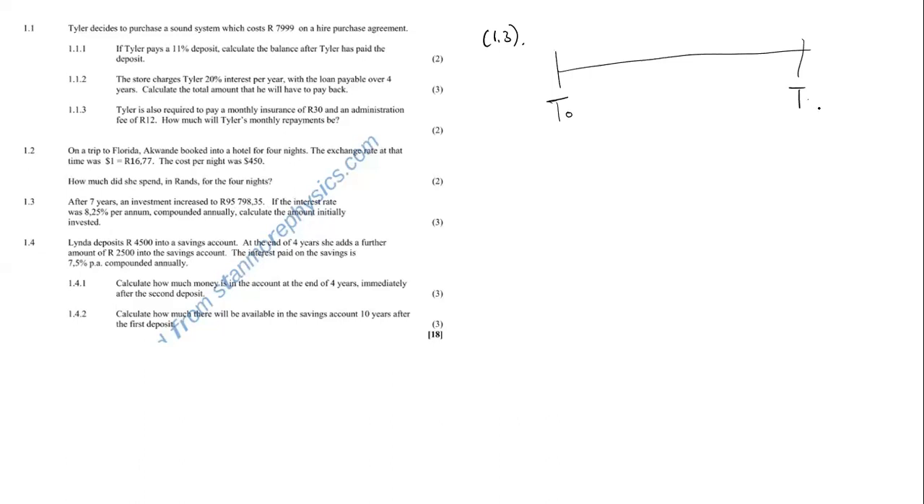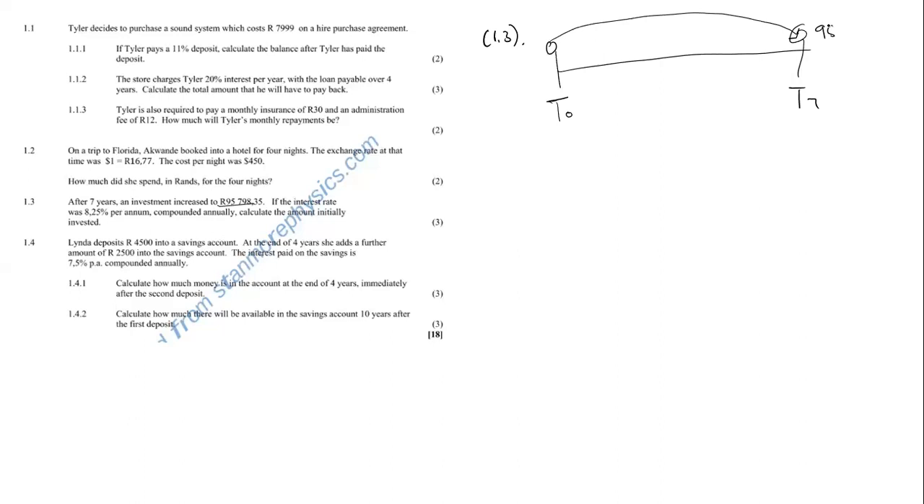7 years, 7 years. All right. They say to us, after 7 years, meaning from here to there, from year 1 till 7 years, this is after 7 years. So they say to us, after 7 years, an investment increased to, not from, it increased to. So that means after 7 years, we had how much in a bank?